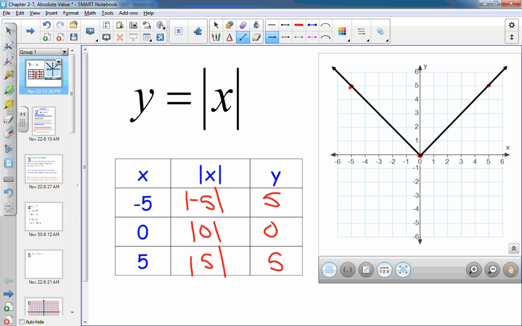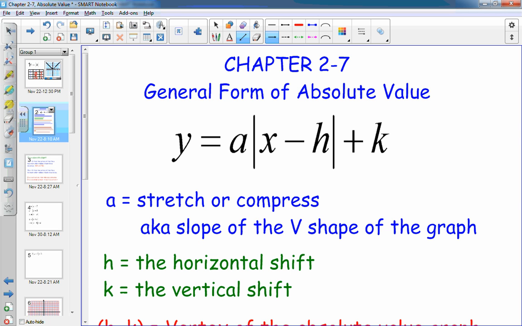Now, with that said, we have a whole bunch of information that I want to make sure that you highlight on your laptops today. All right? Chapter 2-7, or you can write it down. I do not care which.